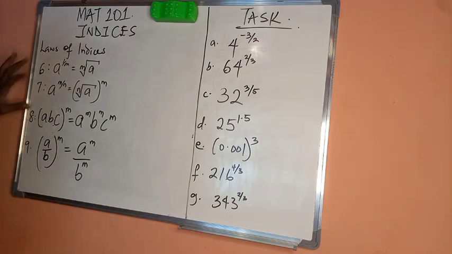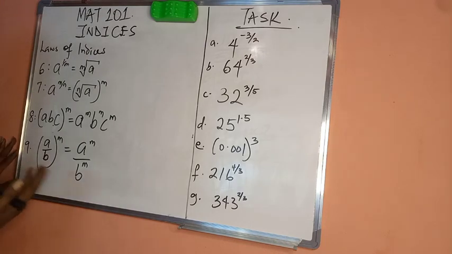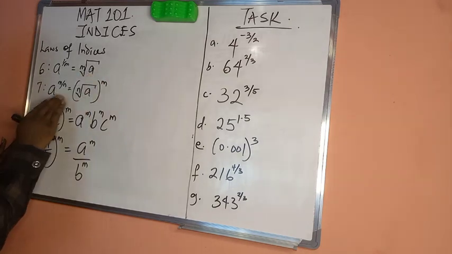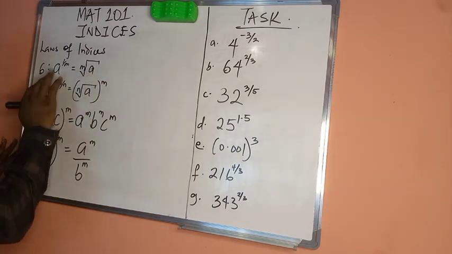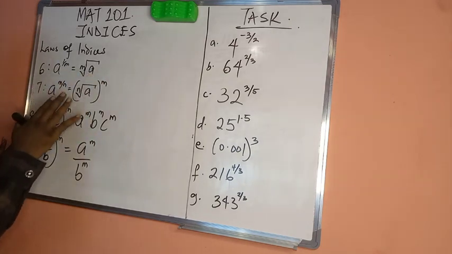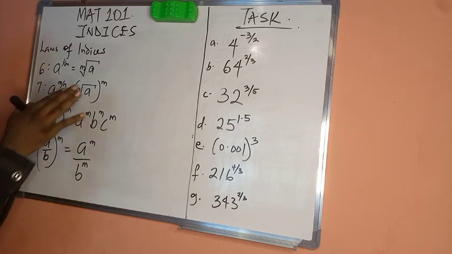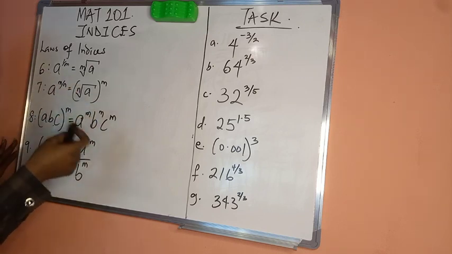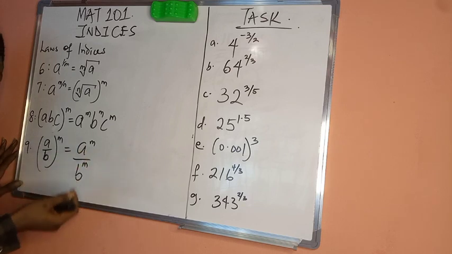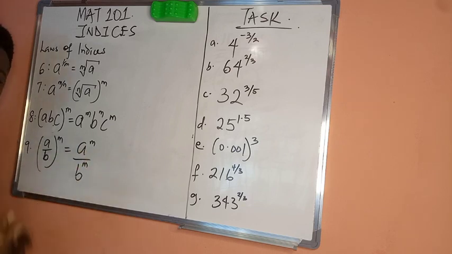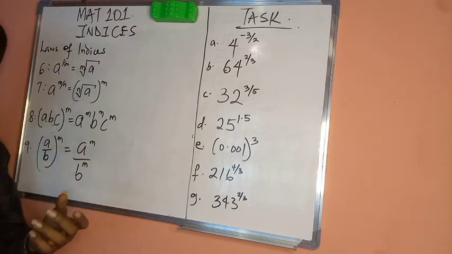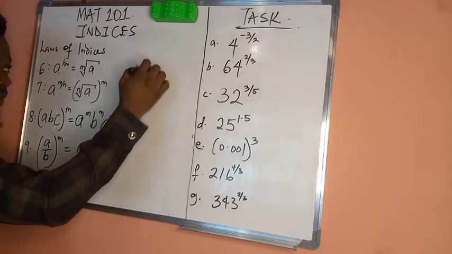Though we have two fractional index laws here, this number 6 and number 7, they are treated the same way. Now let me explain this so that you see it. With this, you're able to get this easily. When you have a fractional index in indices, the denominator of the index is the root, while the numerator of the index is the power. What do I mean?